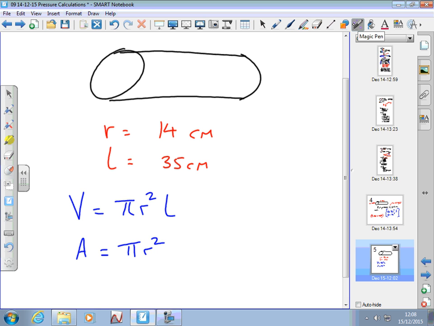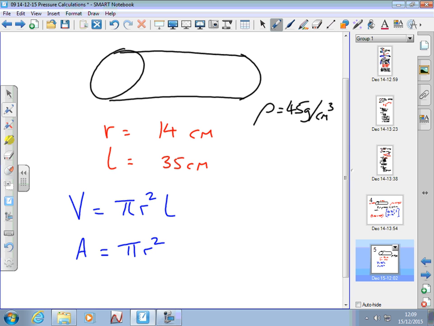Okay, in this problem we want to find the pressure exerted by this cylinder if it stood on end. So if we stand it on that end there, what pressure will it exert? We know that the density of this particular liquid or material is 45 grams per centimetre cubed.